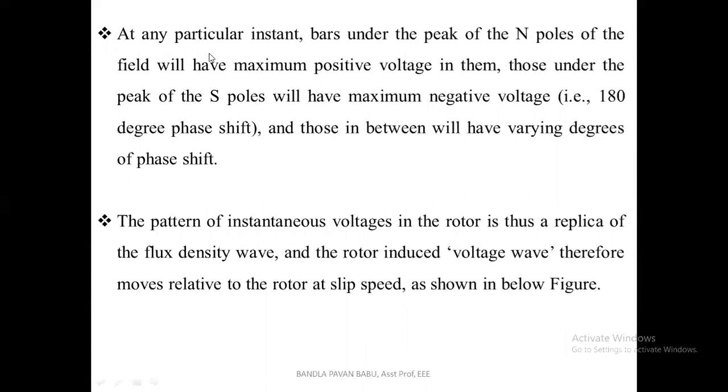Next, at any particular instant, the bars under the peak of the north pole of the field will have maximum positive voltage in them. So what I have said earlier: if the rotor conductors are under the north pole, we have the maximum induced EMF. Suppose it is under the south pole, that is opposite by 180 degrees, then it will have the negative half cycle. That is the meaning of this point.